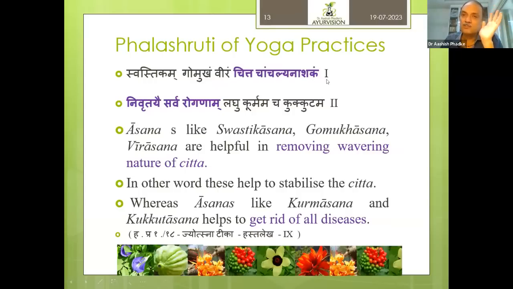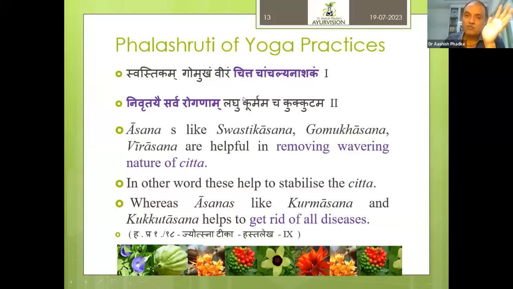Chittam Chanchalya Nashakam. Chittam means your mind in simpler terms. Otherwise, chitta is a combination of, as all of you are aware, manas, buddhi, and ahankar, right? But to understand in a common language, it will remove the wavering mind, so it is helpful in anxiety, particularly. Okay, and nivritte sarvaroganam lagu kurmam cha kukkutam. So lagu kurmasan and kukkutasan will also help in removing all diseases.